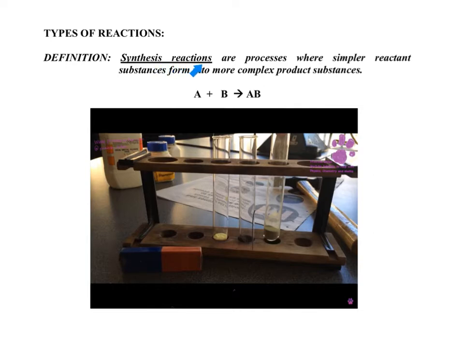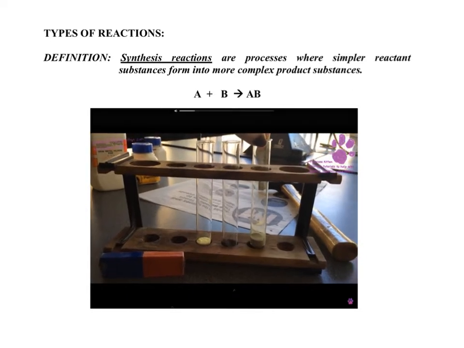Synthesis reactions are defined as processes, in other words, something changes from one state to another. They are processes where simpler reactant substances form into more complex product substances. So we can represent this in a general way very simply as follows. We can say if we have reactants A and B, then the process of the reaction is going to result in a product that has a more complex structure. So now let us consider the first example in this video.